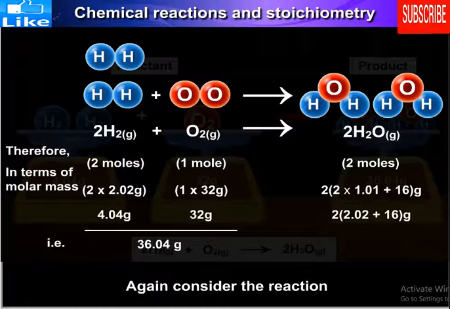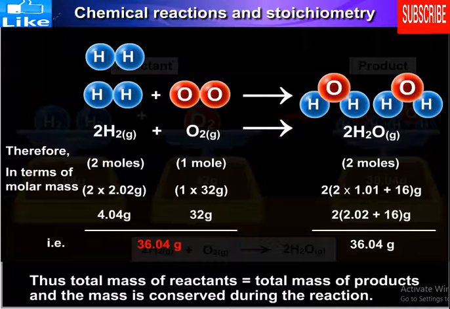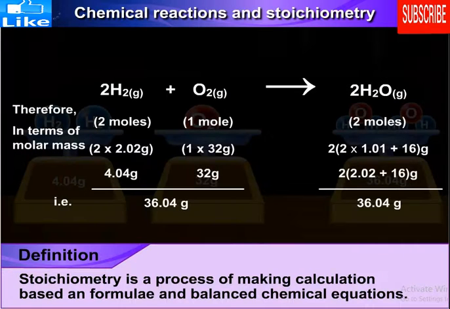that is, 36.04 grams of reactant gives 36.04 grams of product. Thus, the total mass of reactants is equal to the total mass of products, and the mass is conserved during the reaction. Stoichiometry is a process of making calculations based on formulae and balanced chemical equations.